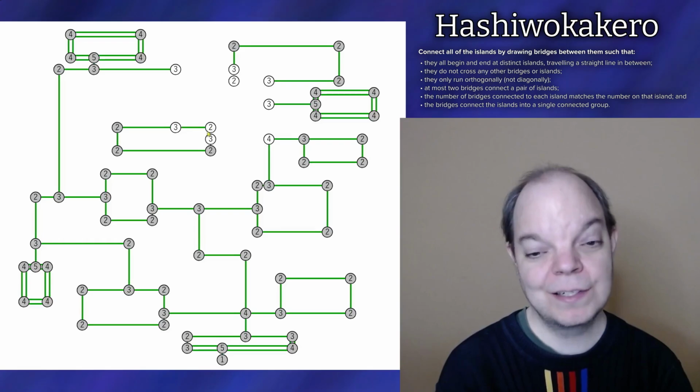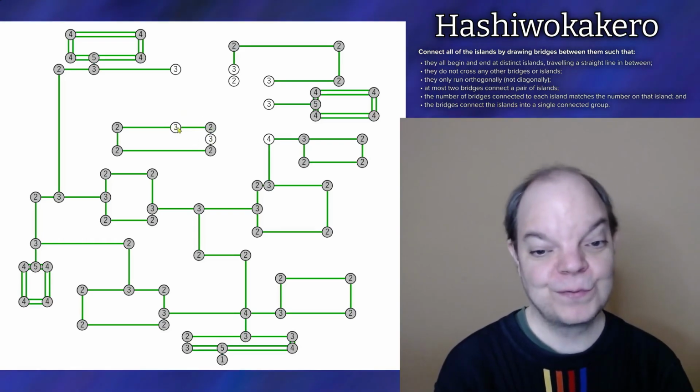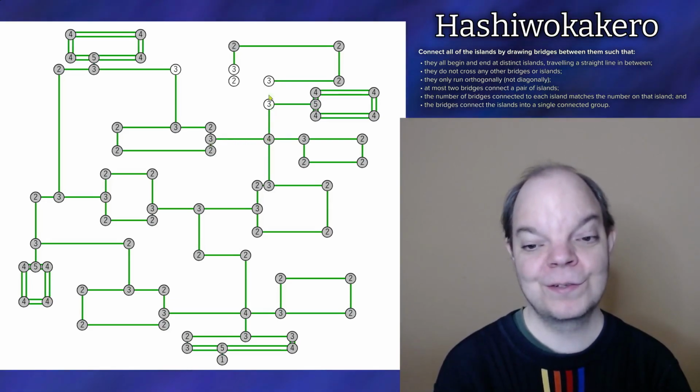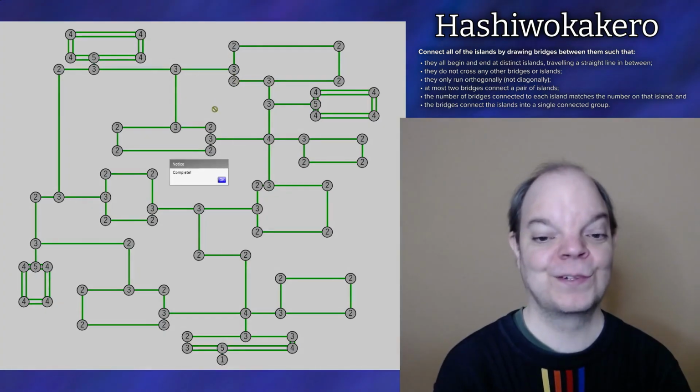So we need 1 line going to the left and 1 line going down, which forces this 3 to branch out, this 3 to branch out, this 4 has only 1 direction to go, the 3 has only 1 direction to go, and all the rest just falls into place.